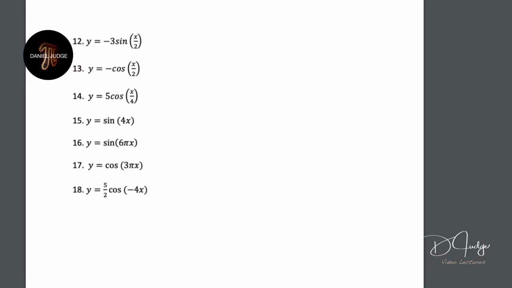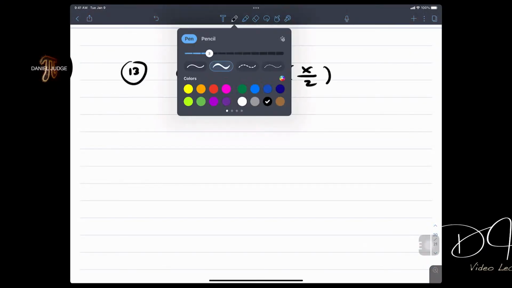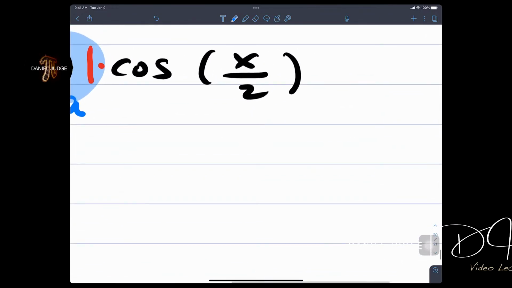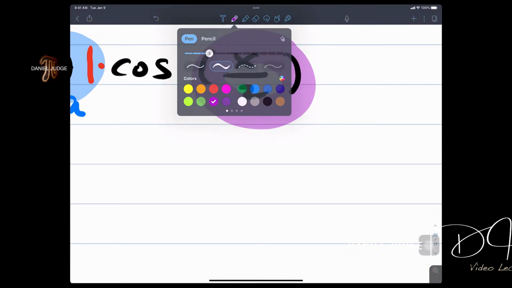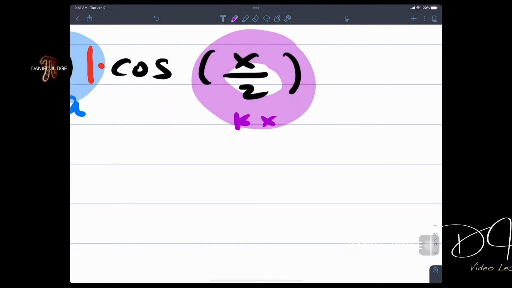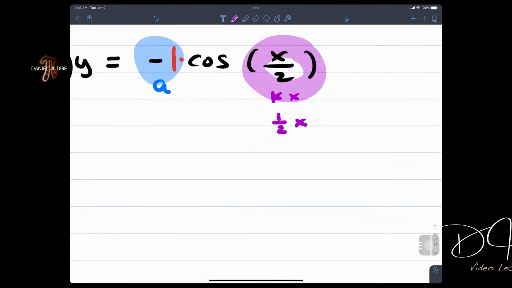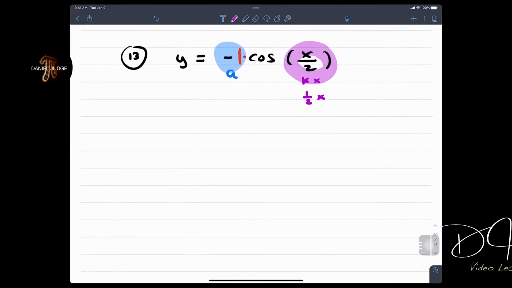Y is minus cosine x over 2. Okay? Now remember, if they start with a minus sign, that's really -1 times cosine. So my a value now is -1. Yet again, we have this x over 2. So it has to be k times x. That means that k will be 1/2. Okay? So we have that same situation.